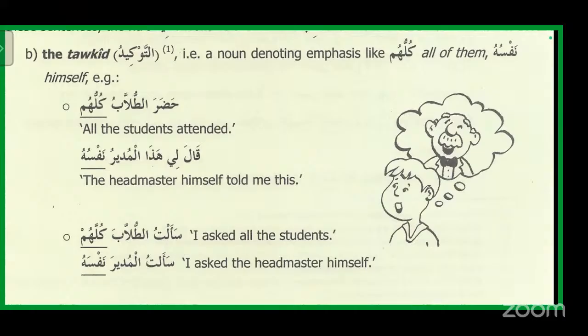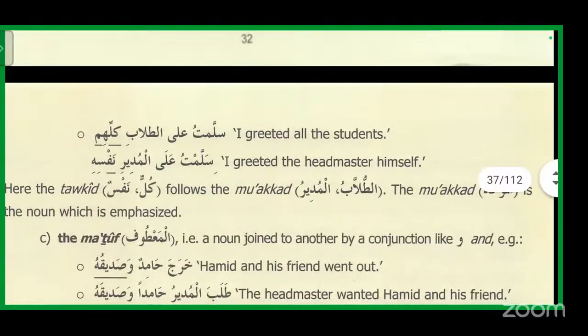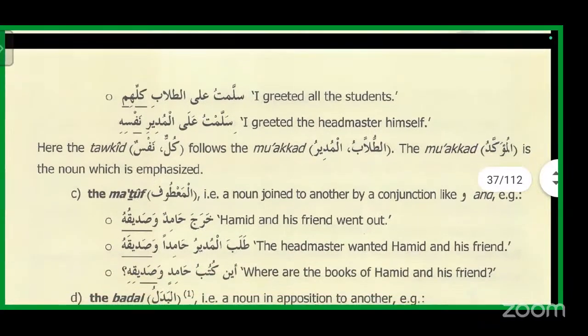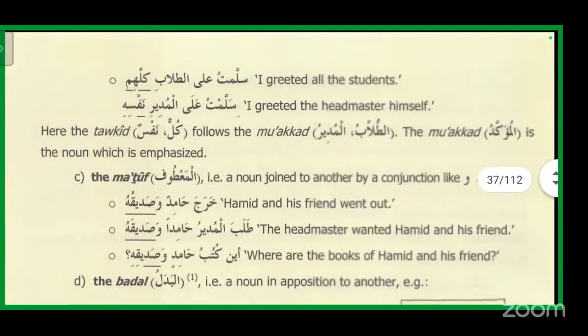Right? These are all ta'keed. There are other ta'keed as well, right? Okay, so توكيد is تأكيد. Yes, ta'keed is what we call emphasis. Okay, I didn't know كلهم and نفسه is تأكيد.